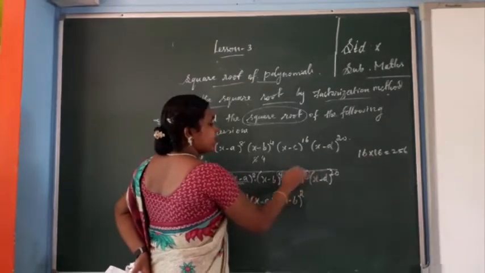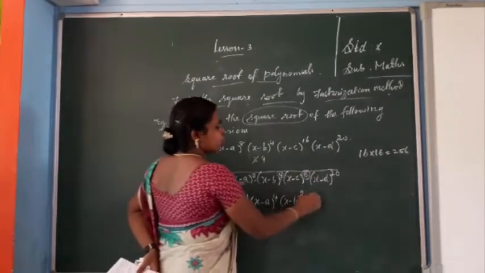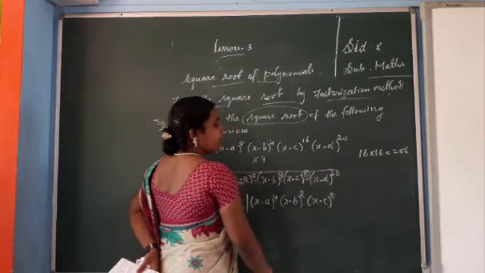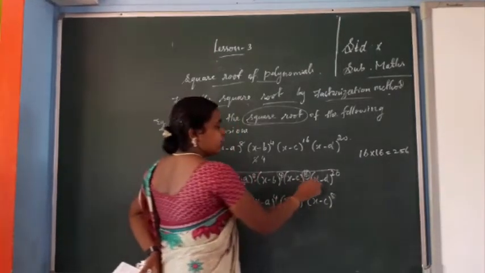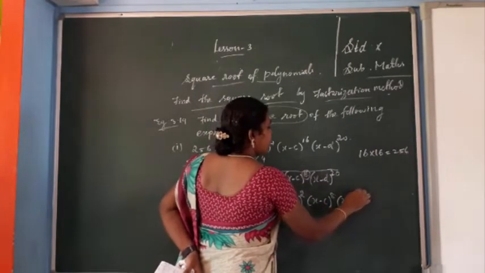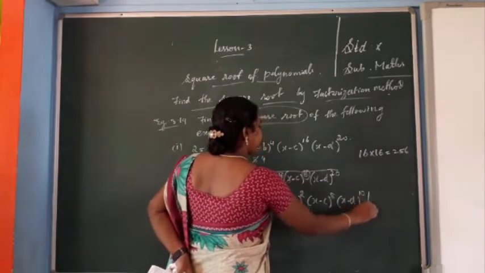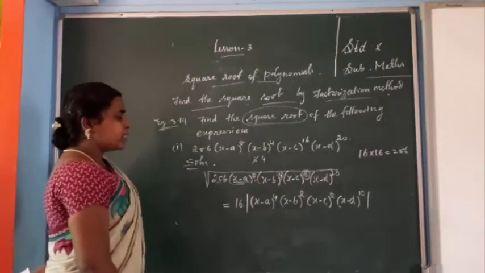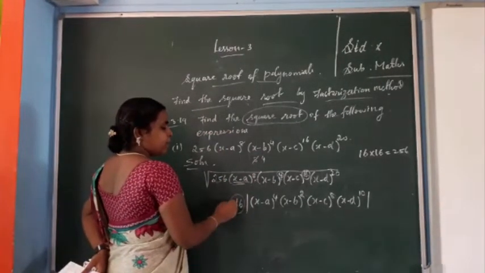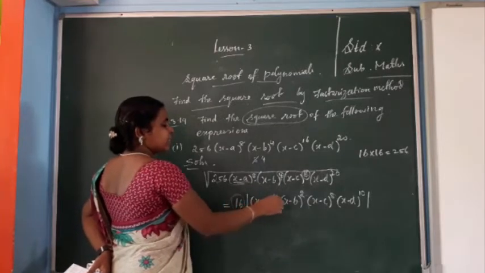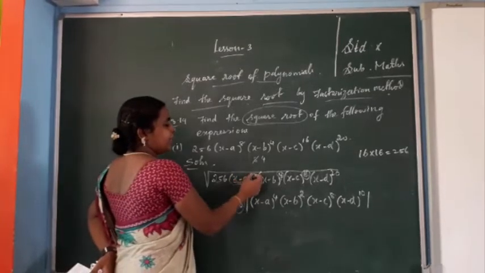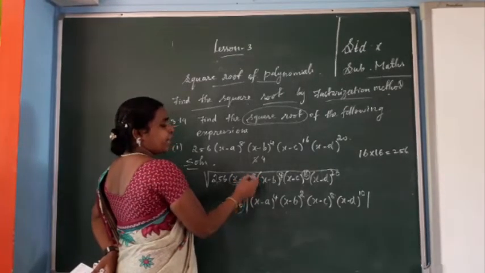Next one, 16 is there, so (x minus c) the whole power 8, because 1 by 2 of 16 is 8. Next, (x minus d) the whole power 20 is there, 1 by 2 of 20 is 10. Okay, this is the answer. First you write the constant term outside, next open modulus, inside write the factors. It's very easy. You write the half of that power, 1 by 2 of that power.